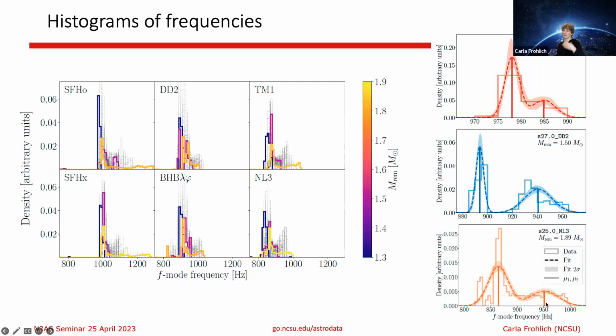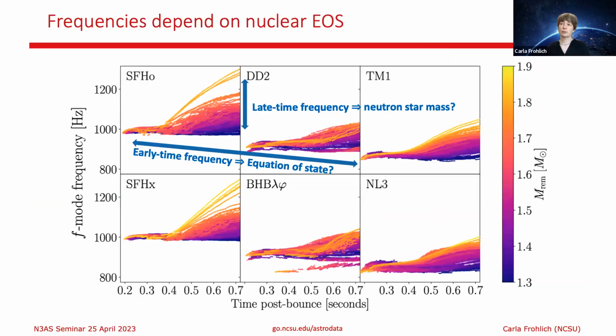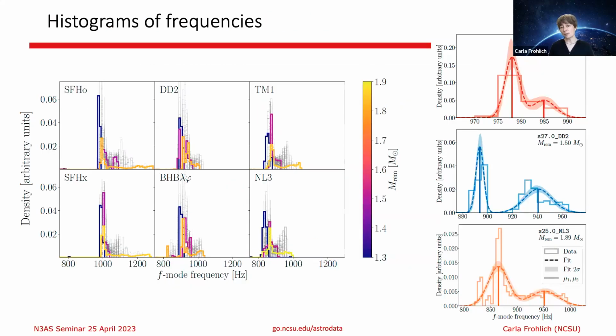And it turns out that the peak at lower frequency is always from earlier times, typically before about 0.4 seconds post-bounce, and the peak at the higher frequencies is always from later times. That makes sense if you remember this plot, the frequencies in general increase with increasing time. From now on, we do all the analysis on the two frequencies mu1 and mu2, which characterize the early time peak in frequencies and the late time peak in frequencies.